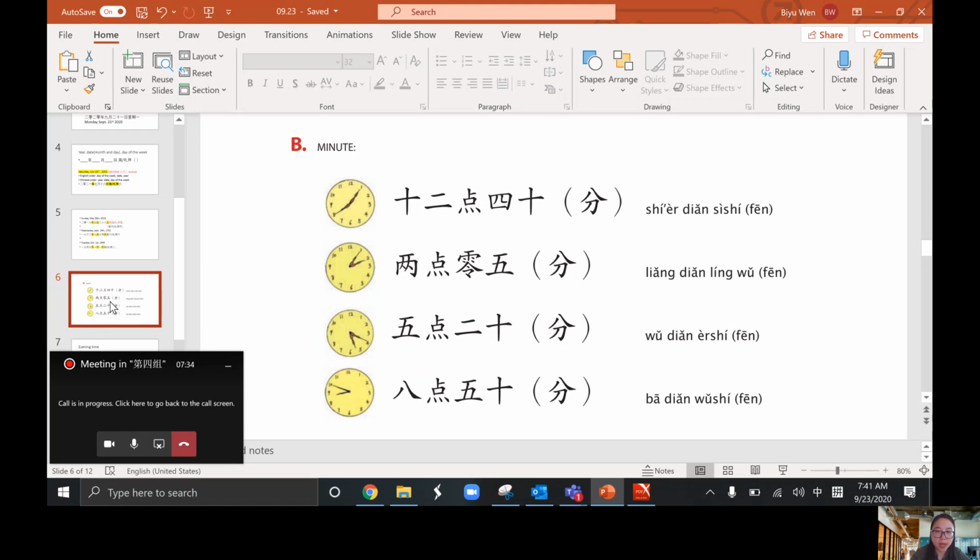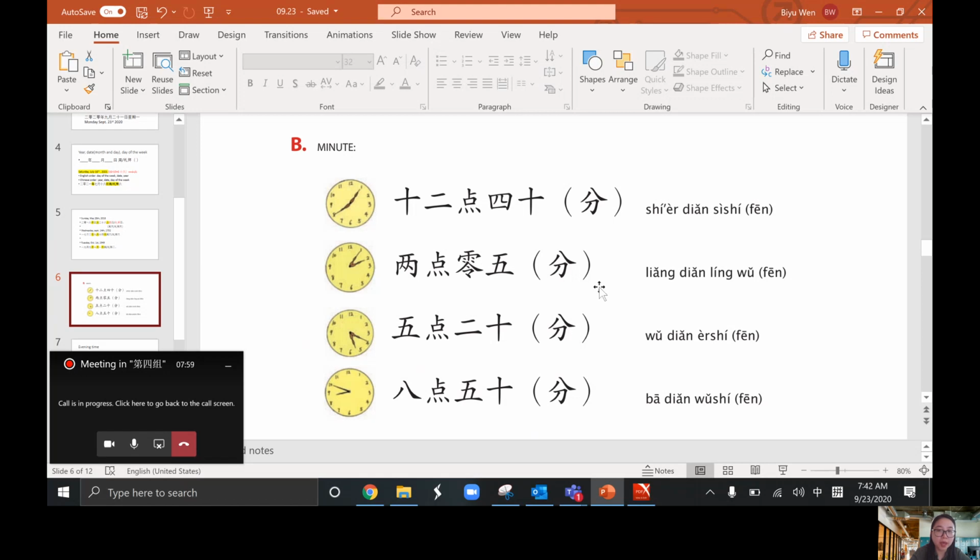Now let's talk about time. Time is also a very important concept. Time is simply put 点 and 分, right? 点 and 分. 分 normally we don't say, it's optional. In a formal way, you always put 分, okay?